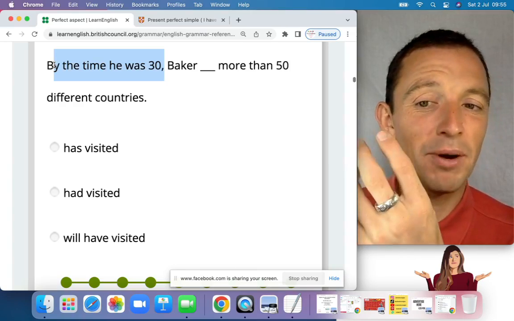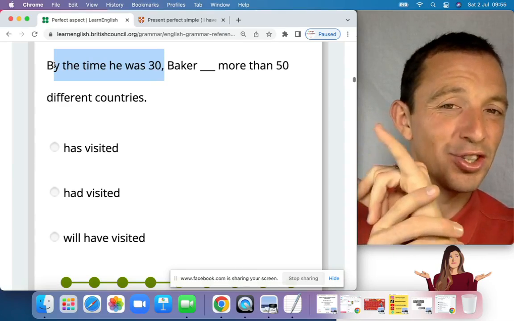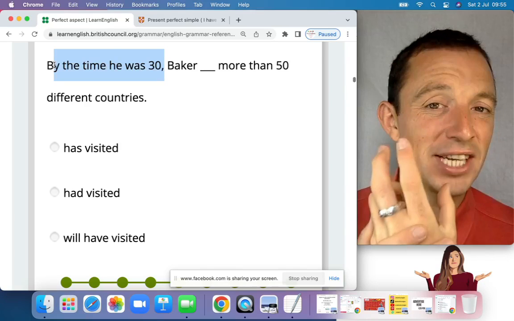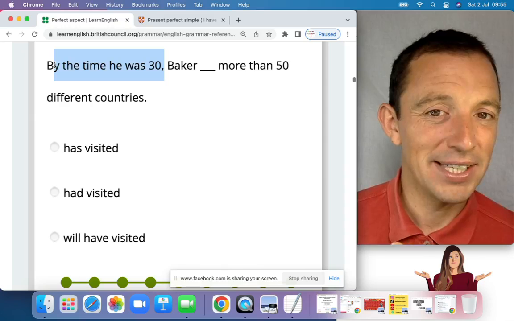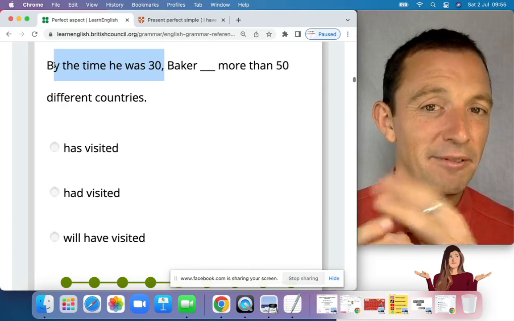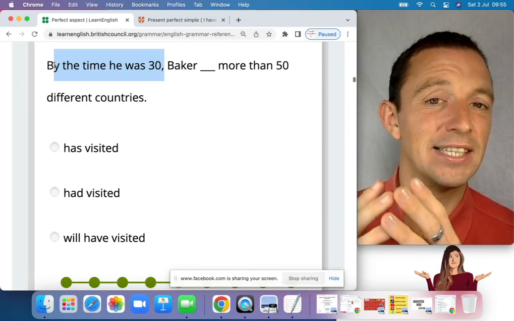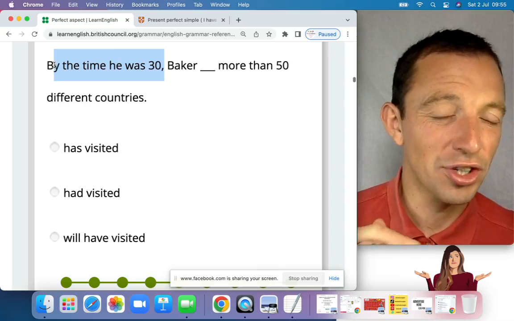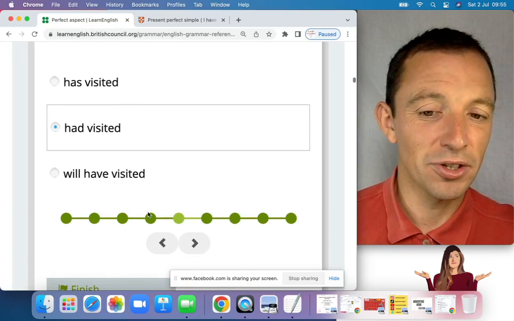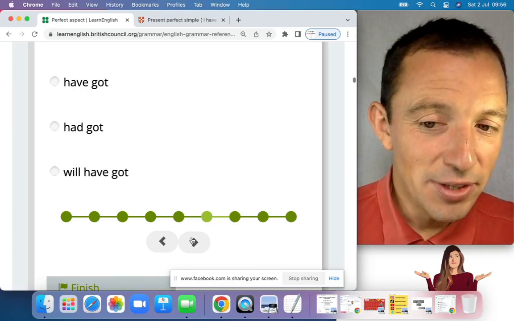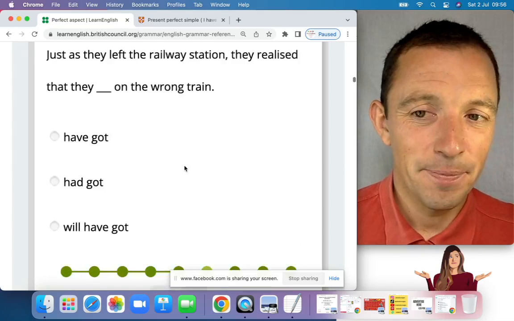To create the past perfect, we need the subject. The subject is Baker. We need the auxiliary verb to have in the past, had, plus the participle, visit, visited. So had visited is the correct structure, I think, here. Baker had visited more than 50 different countries. Let's continue to question 6.